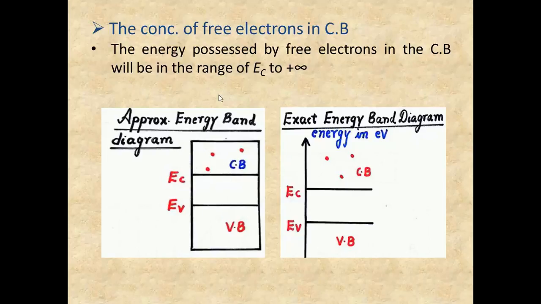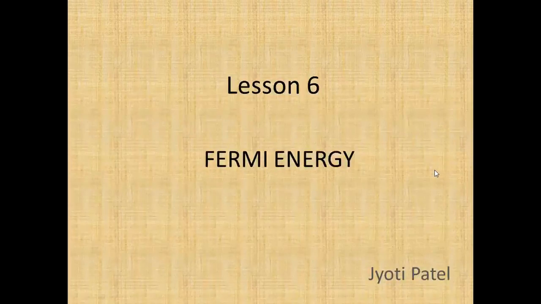And when you see the same figure in the exact energy band diagram, where energy is in electron volt, the same is represented in the other way. Here you can see the electrons again present in the conduction band. So this is the concentration of free electrons in the conduction band. It goes towards plus infinity.